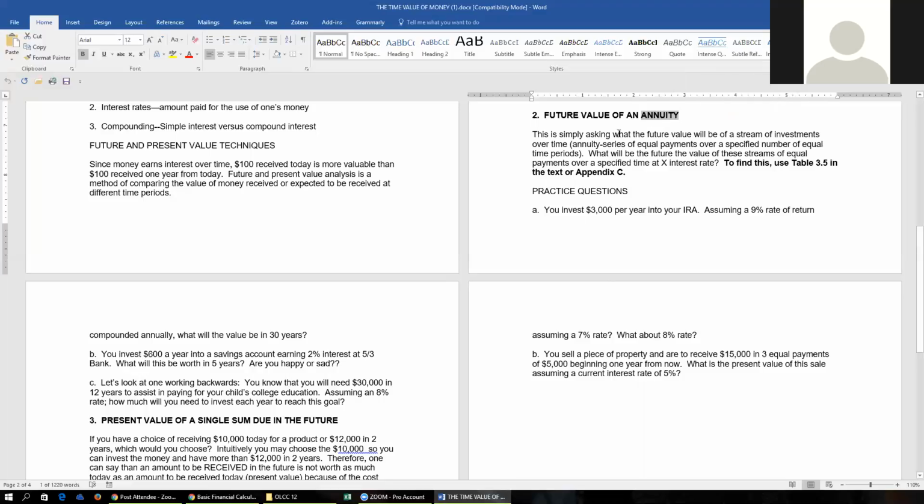All it's saying is you're going to put a certain amount of money in the bank every year for so many years, and you're trying to figure out what it's going to grow to. So $3,000, you're not just depositing it once, you're putting it in there every year, leaving it in an account that's going to grow at 9%, and you're going to keep it there for 30 years.